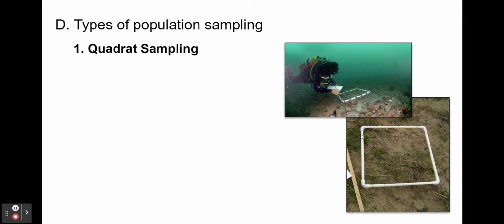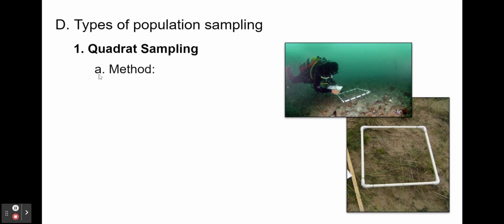And a quadrat is actually this device right here. It's a device in the shape of a square or a circle that's got a fixed size and is empty in the middle. So we can put it down and we can see what's inside of it, just like our diver is doing in this image, and just like our ecologist is doing off screen in this image.